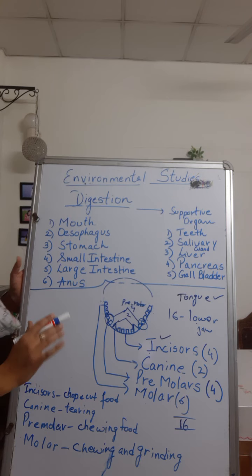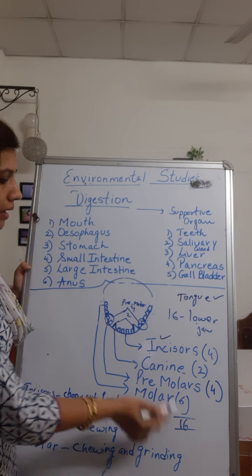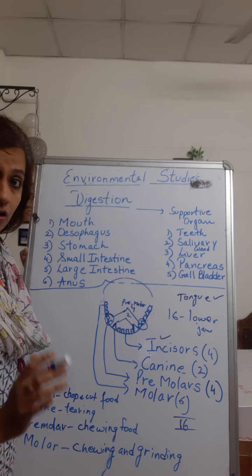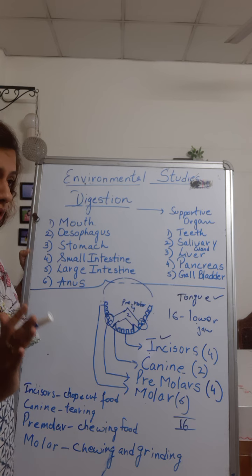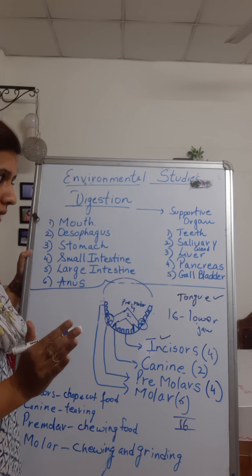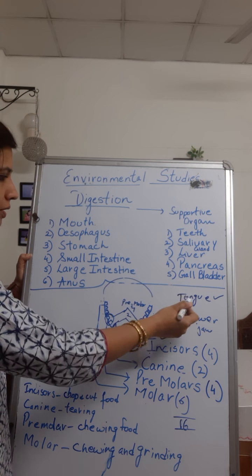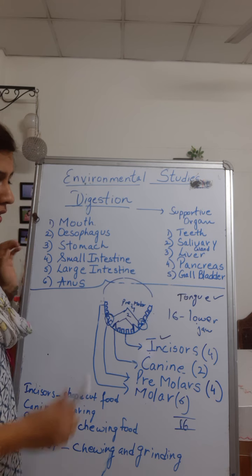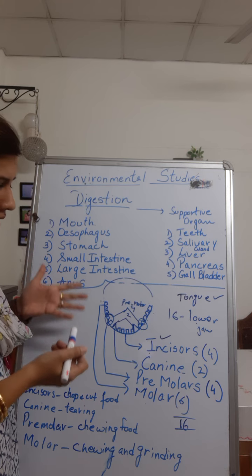Okay, so in total we have how many teeth? 16 here and 16 there. That gives us a total of 32 teeth. Till here it's clear. One more organ is left, that is the tongue. You all can see your tongue, you all can see your teeth.